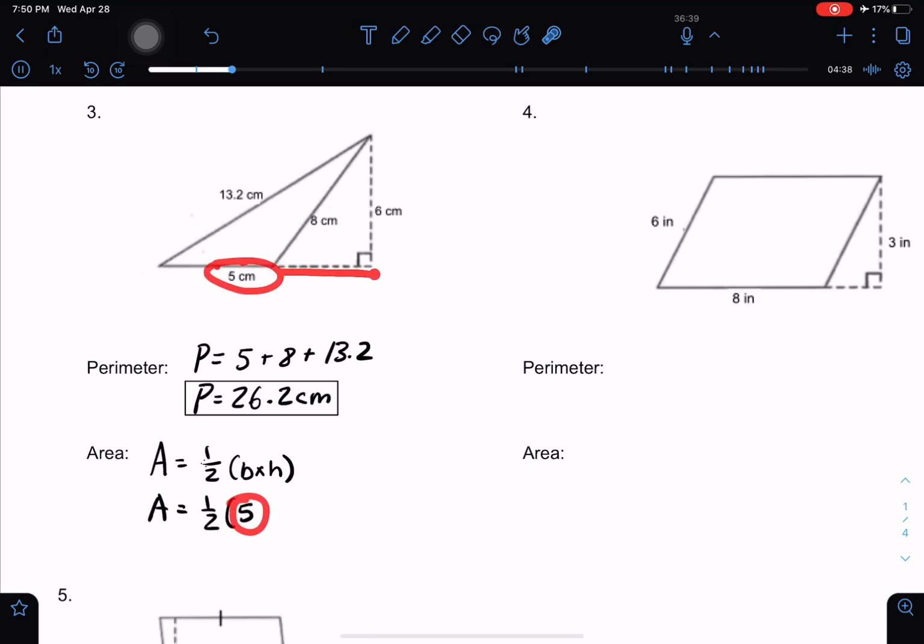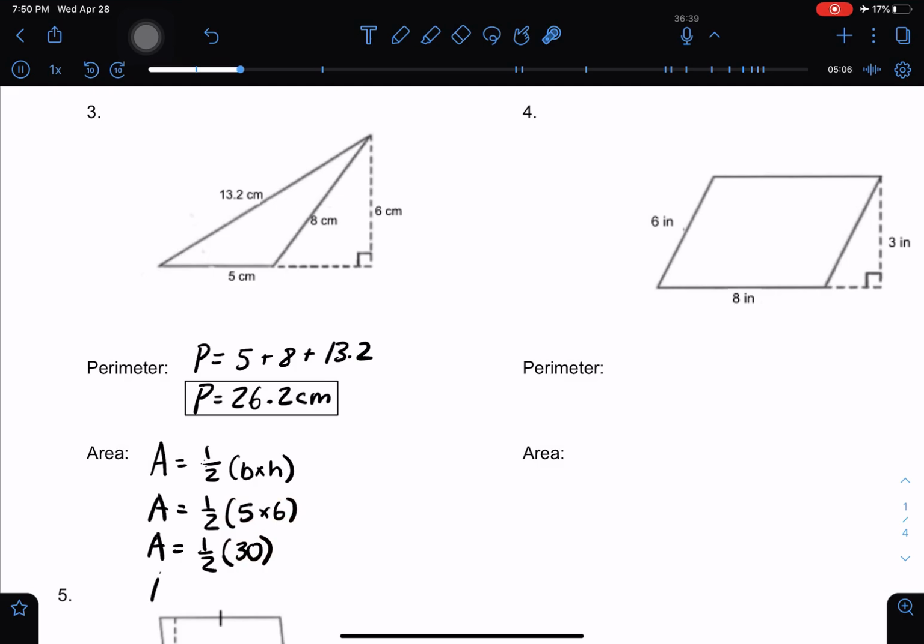This is where those 6 centimeters come into play. We can use this information to see that the height from the top of the triangle, or the highest vertex, down to the base of the triangle has a distance of 6 centimeters. So I'm going to say that the height is 6 centimeters, and I'll plug that in here. So I can now say that area equals half. After I multiply 5 times 6, I get an answer of 30.